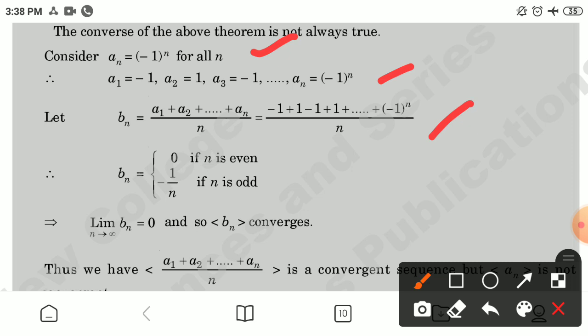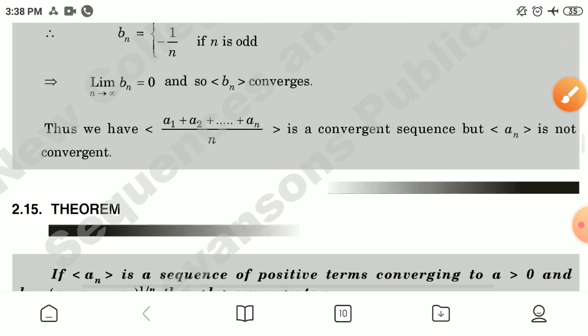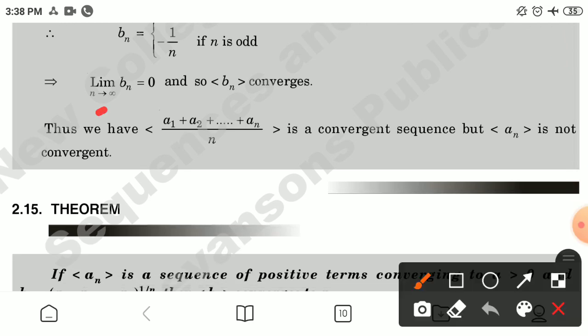The value of Bn becomes 0 if n is even and -1/n if n is odd. The limiting value of Bn is 0, and so Bn converges. Thus we have (A1 + A2 + ... + An)/n is a convergent sequence, but An is not convergent.